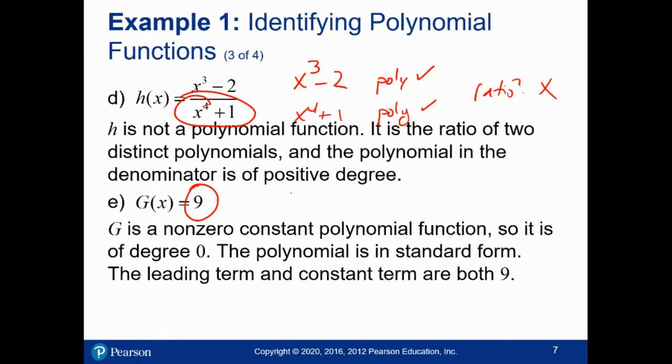They're called of degree 0 because remember, we can write this as 9x to the 0 since x to the 0 is going to be 1. So we can call this degree 0. It's already in standard form because there's only one term, so I can't really rearrange it anyway. The leading term and the constant term are both the same thing because there's only one term here. So it's simultaneously the biggest and smallest power of x.